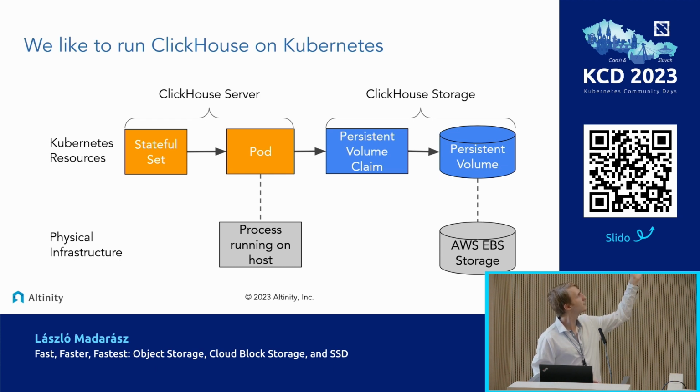We have a stateful set, which contains all of the pods, which represent processes running on the hosts. The first important part is the processes. The other important part is the storage that we use. For this, we use persistent volume claims, which will turn into persistent volumes. In this example, we put AWS EBS storage here, but it can be any storage that we'd like to use for that database.